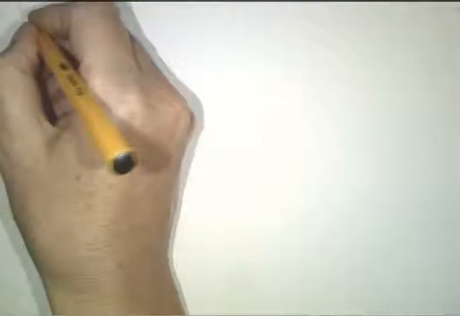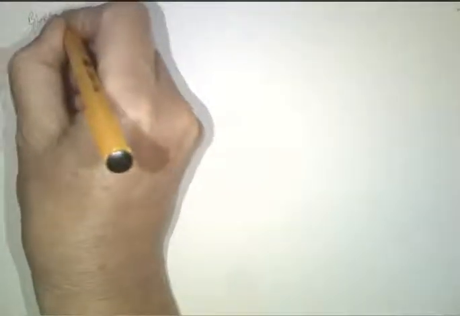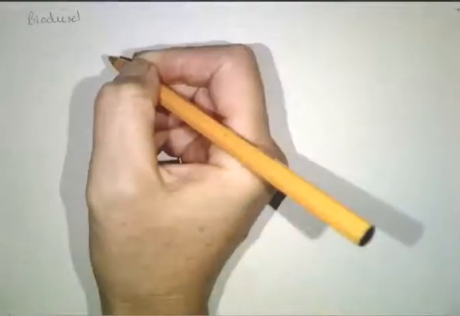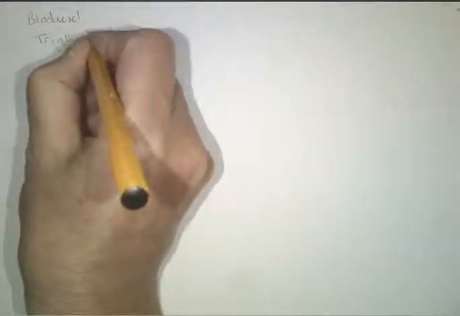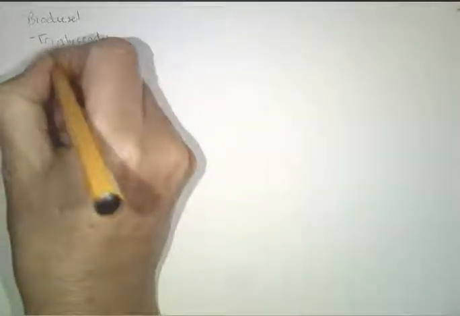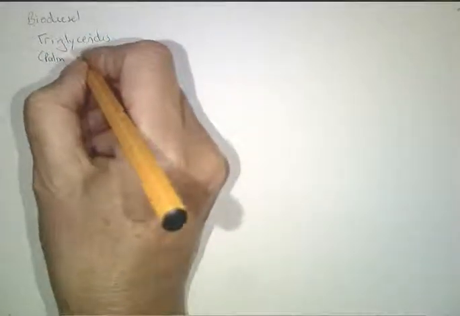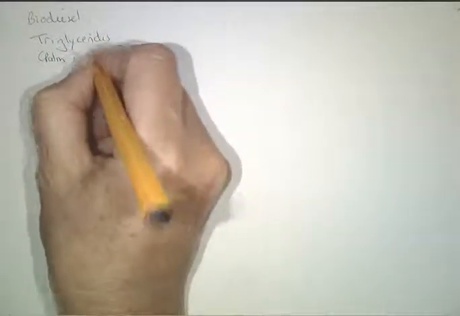Okay, this video is to look at how to draw a balanced reaction for producing biodiesel. So to make biodiesel you need an oil. Oils are triglycerides, and the classic biodiesel is from the oil that comes from palm trees, so palm oil.